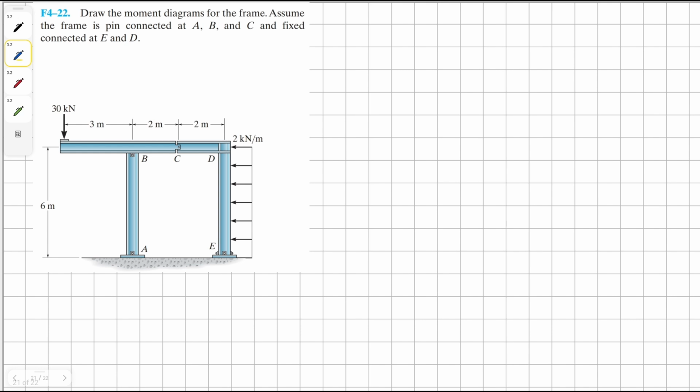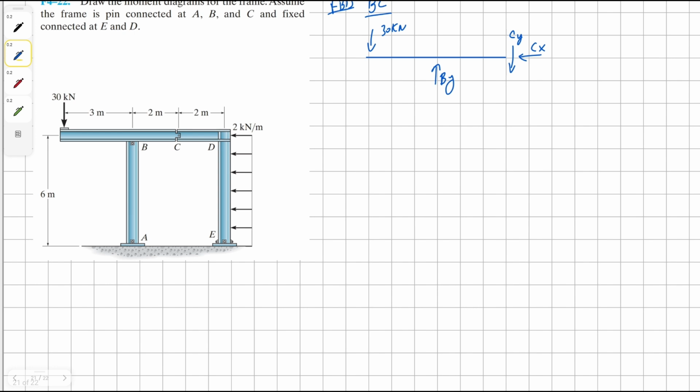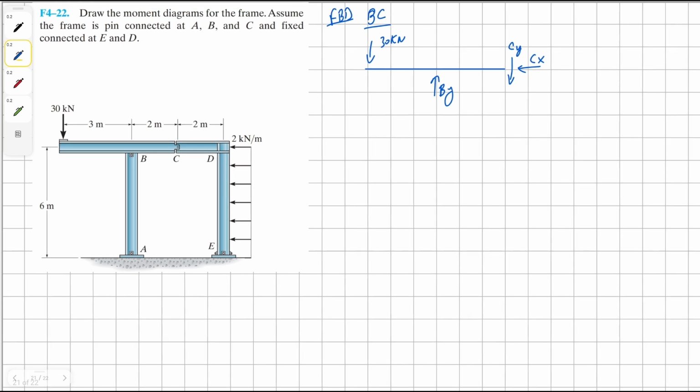We're going to start with the BC section. So let's draw the free body diagram. At B, we have the external reaction from member BA. Then we have our unknown forces CY and CX, and we have an external force of 30 kN. Our CX is going to be 0 kilonewton because there isn't any other horizontal force we can see.